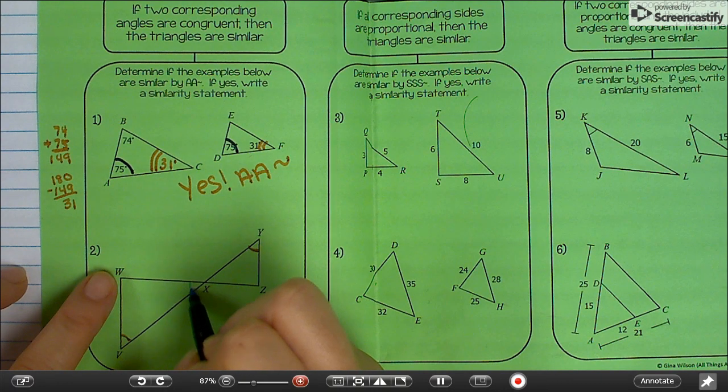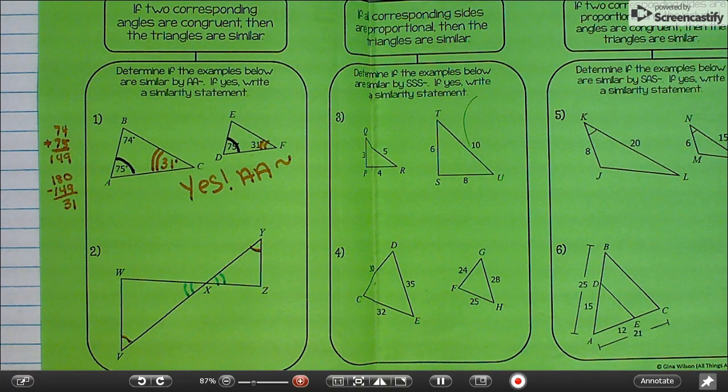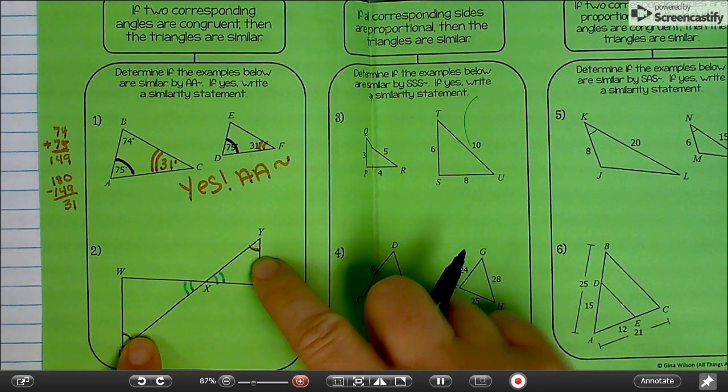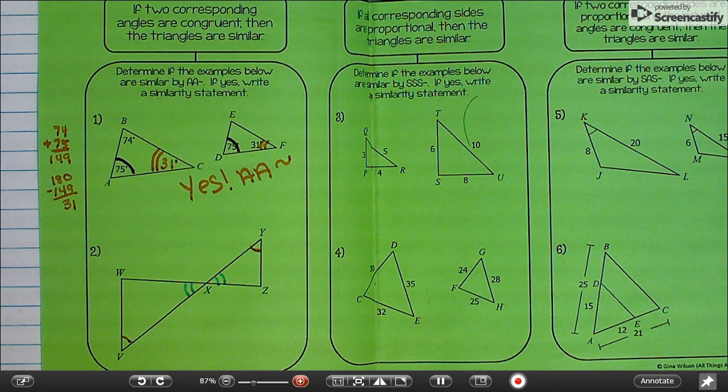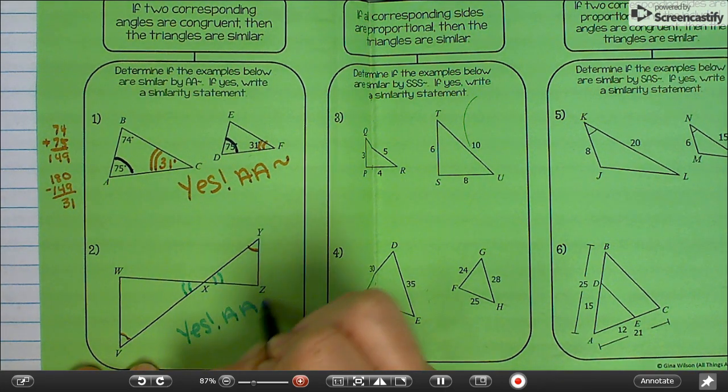But we can mark those because what kind of angles are those? Vertical, and vertical angles are always congruent. Now we have 2 corresponding pairs of congruent angles. So yes, these are similar by angle, angle similarity.